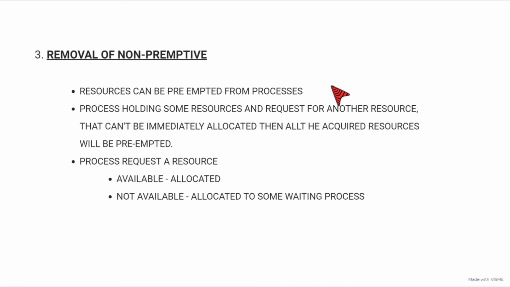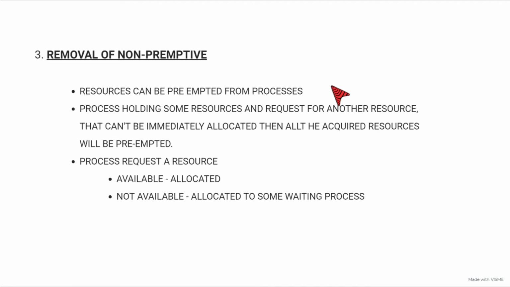The next thing is, if a process is holding some resources and requests another resource that can't be immediately allocated, then all the acquired resources will be preempted. I think you remember this from the removal of hold and wait. What does it mean? If I am holding a pencil and I am requesting an eraser, and the eraser can't be immediately allocated to me, in this case I can forcefully take the eraser from the other process, right?